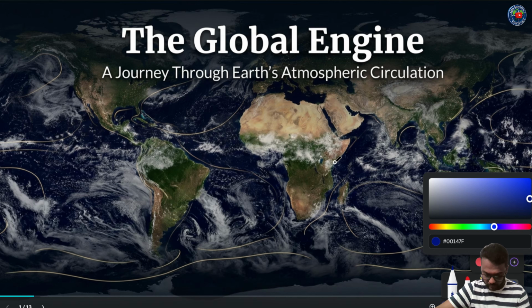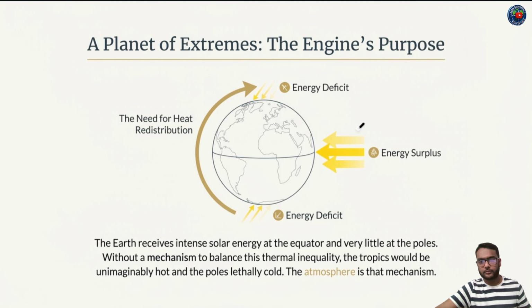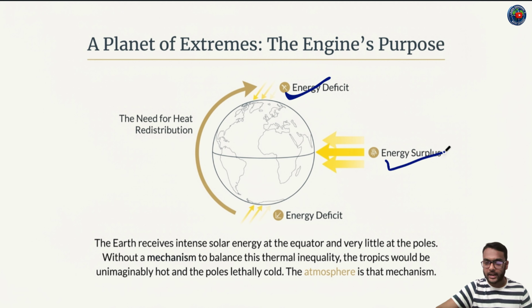Good morning, everyone. Today we are going to discuss the tri-cellular model of atmospheric circulation. Now, the global distribution of Earth's insolation is not the same all over the world. Some portions are energy deficit and some portions are energy surplus.